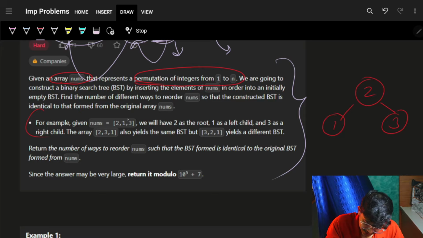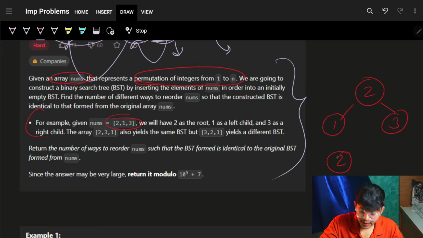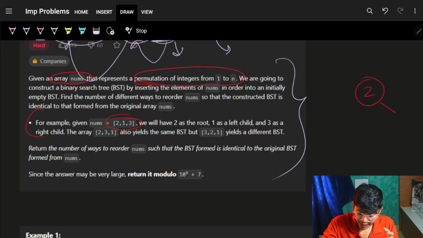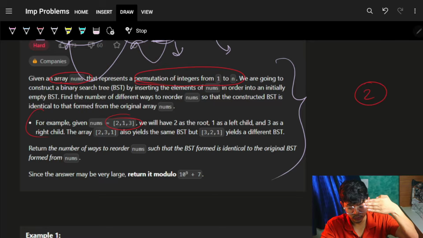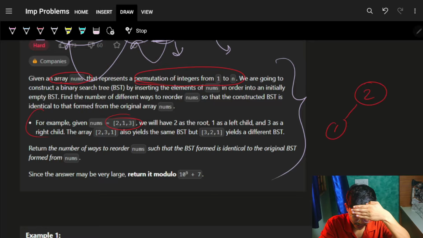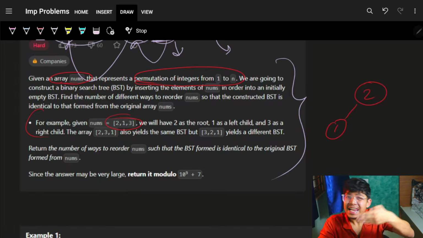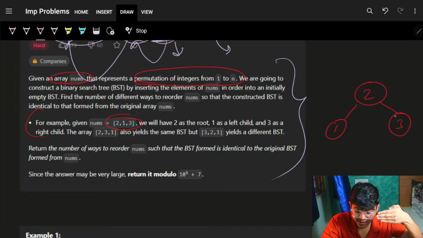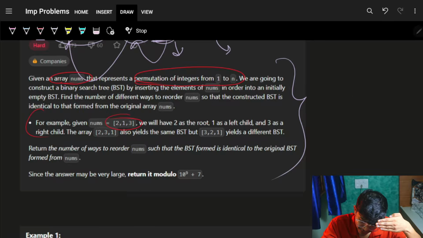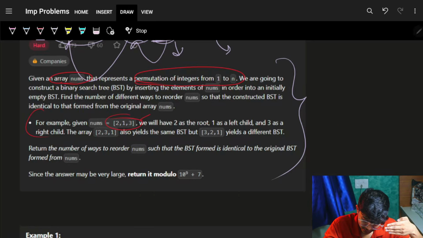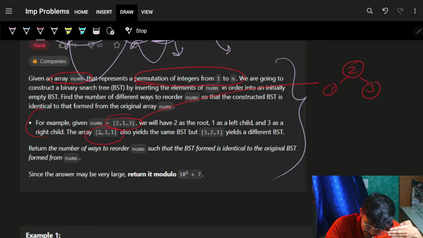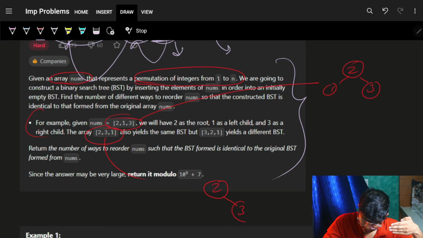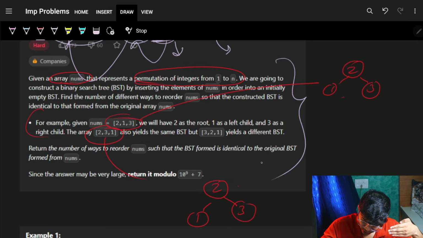Let's say in this example 2 1 3, 2 will come first because I have to go from left to right in the array. I got a 2, I have to place a 2. Then I got a 1, and that can only be placed on the left of 2. I got a 3, that can be placed on the right of 2. The BST for 2 1 3 was made like this. The BST of 2 3 1 will be made as well, and you see, it looks exactly the same.